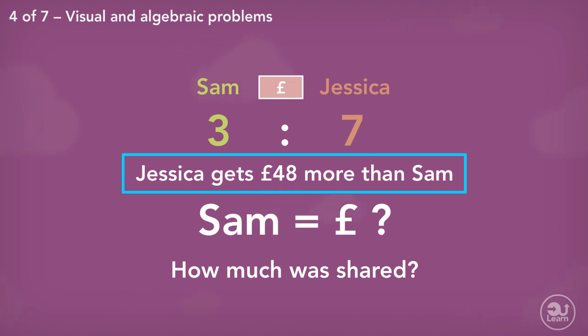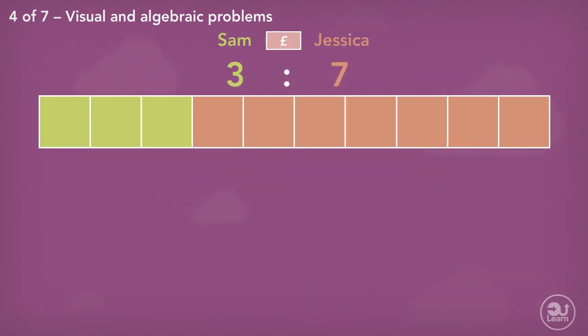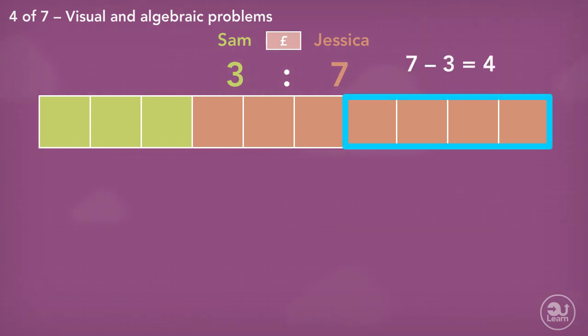If we take a closer look at the ratio, we can see that if Sam represents 3 parts and Jessica represents 7 parts, then the difference between their parts is 4 parts, as 7 subtract 3 is 4. Which means that Jessica gets 4 parts more than Sam. If Jessica gets 4 parts more, and she also gets £48 more than Sam, then this means that these 4 parts are equal to 48.